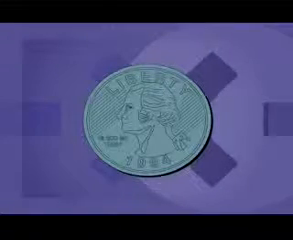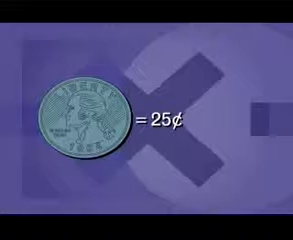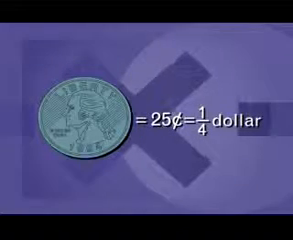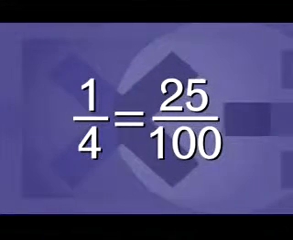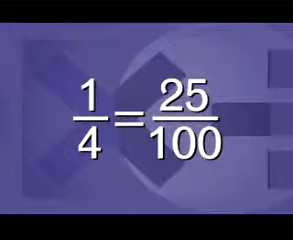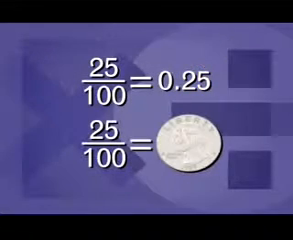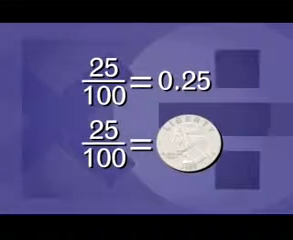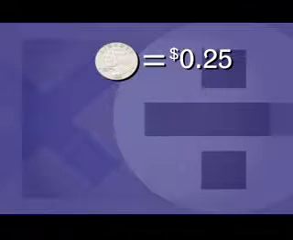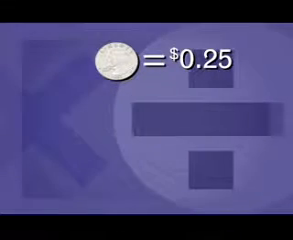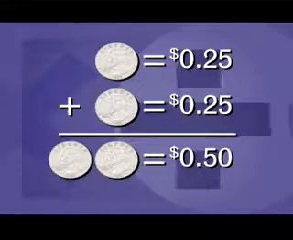We know a quarter is equal to 25 cents. 25 cents is also 1/4 of a dollar. 1/4 of a dollar can be expressed as 25 over 100 or 25 hundredths. 25 hundredths is 2 tenths and 5 hundredths. A quarter is 25 hundredths of a dollar. Adding decimals in the form of money is a common occurrence. 1/4 plus 1/4 equals 1/2 a dollar.